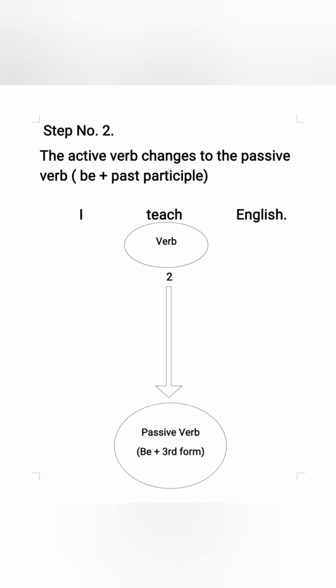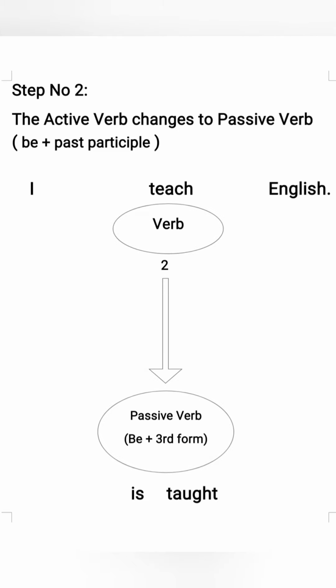The active verb changes to passive verb, which has the construction be plus past participle. In the sentence, teach is a verb, active verb. It becomes is taught, which is passive. Notice that we use the relevant form of be, that is, the form of be which corresponds in tense to the tense of the main verb. Teach is the present tense form of the verb. Therefore, we will use the present tense form of be.